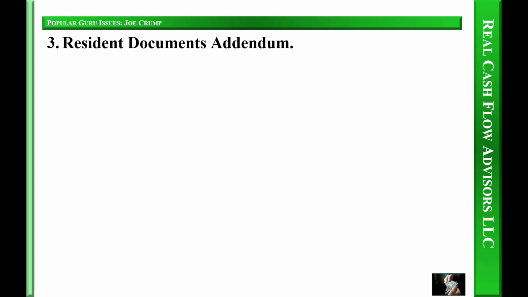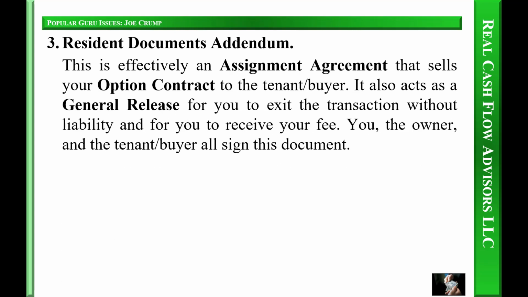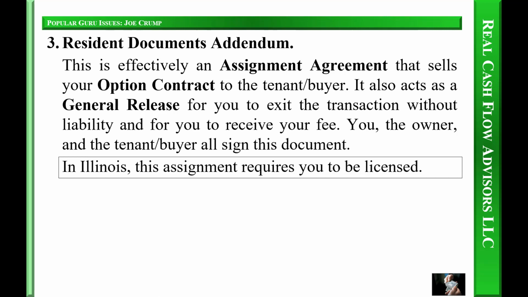Resident Documents Addendum. This is effectively an assignment agreement that sells your option contract to the tenant buyer. It also acts as a general release for you to exit the transaction without liability and for you to receive your fee. You, the owner, and the tenant buyer all sign this document. In Illinois, this assignment requires you to be licensed.